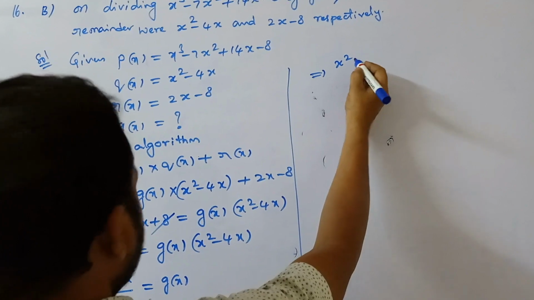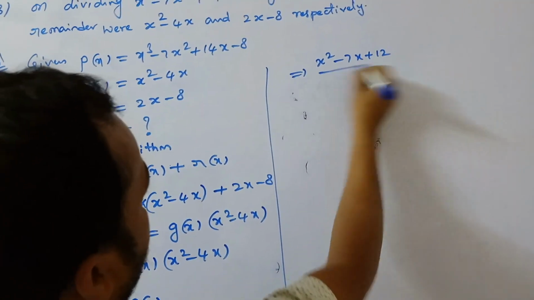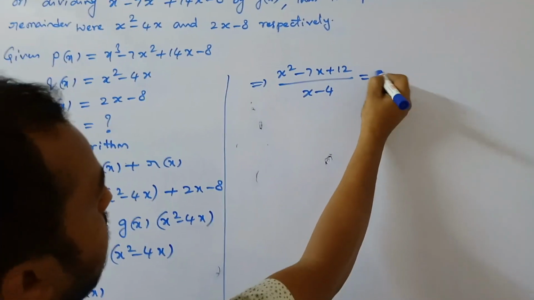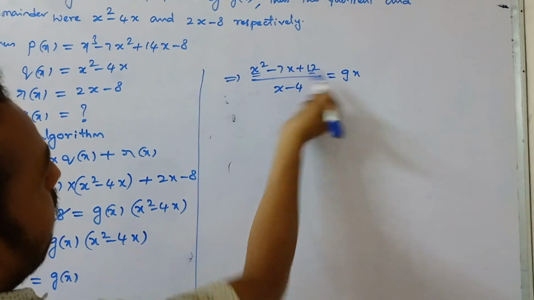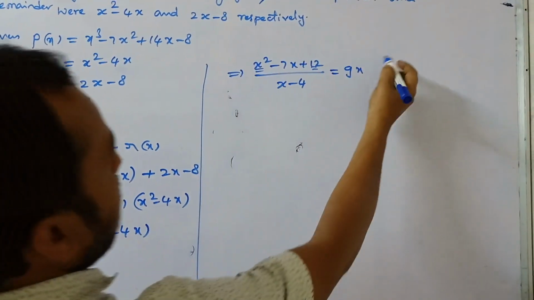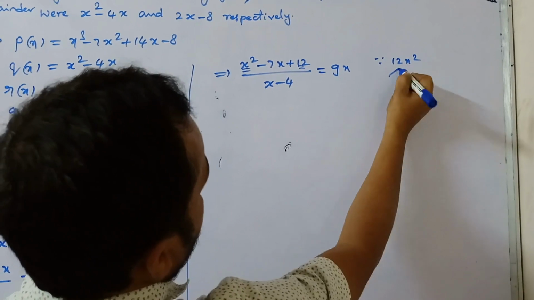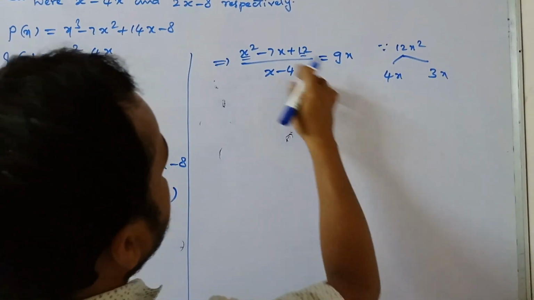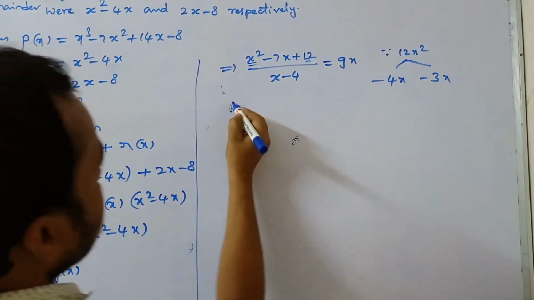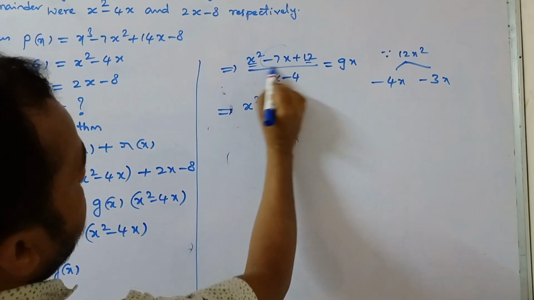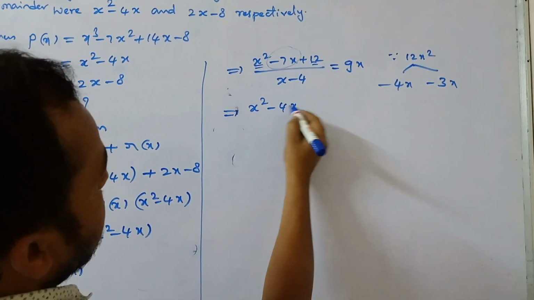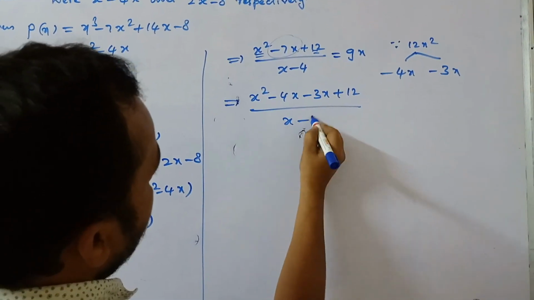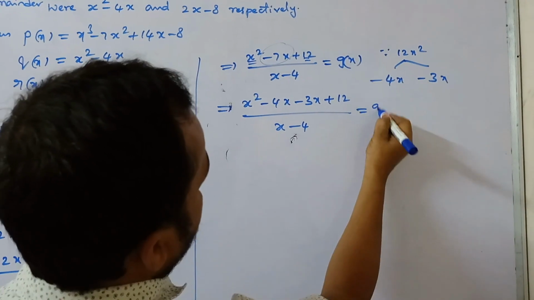x square minus 7x plus 12 by x minus 4 equals g of x. Now factorize 12 into x square. 12x square, then distribute: 4 times 3 is 12, x. Here we need minus 7x, so take both as minus x square. In this place, write down these two: x square minus 4x minus 3x plus 12 by x minus 4 equals g of x.